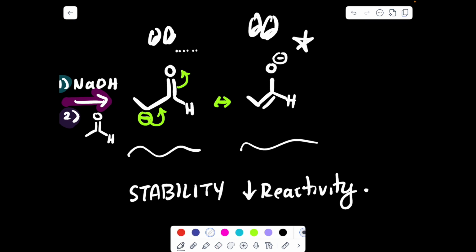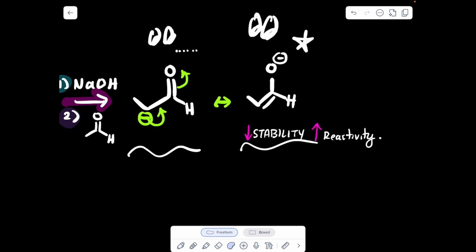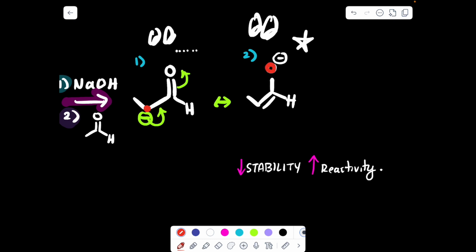But we also have the opposite trend, right? If you decrease the stability, what do you do to the reactivity? You increase the reactivity. So, how do you become reactive in organic chemistry? Well, to be reactive, you need to have a negative charge, right? And both of these structures, let's say structure number 1 and structure number 2, they both have an atom with a negative charge. Let's draw it in red. So this carbon is negatively charged in structure number 1, and in structure number 2, the oxygen is negatively charged.